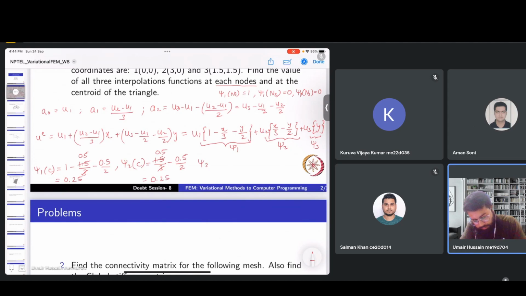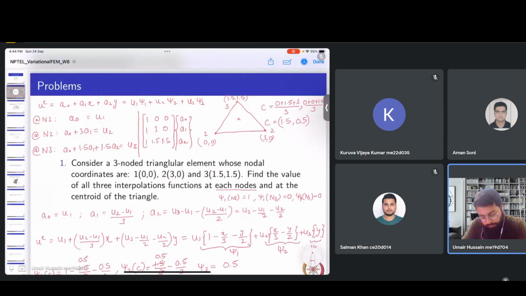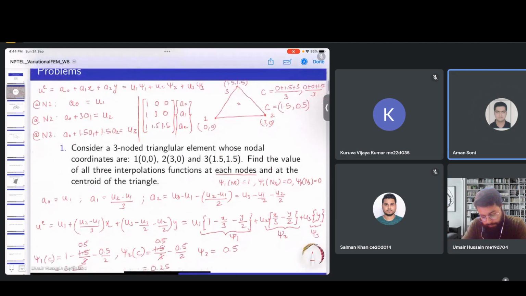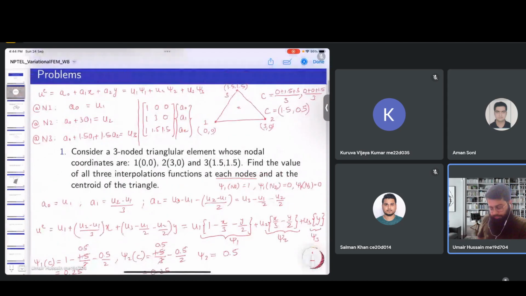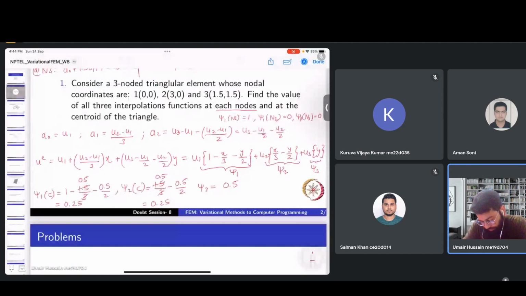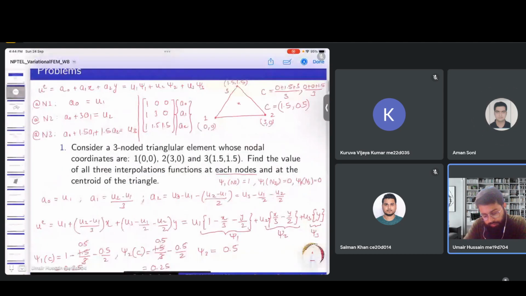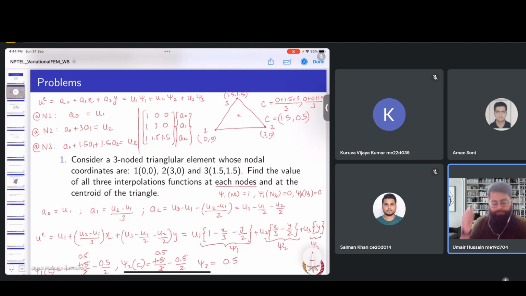And psi 3 is just y, that's 0.5. So it's interesting that psi 1 and psi 2 are giving the exact value at the centroid, but psi 3 is not doing that.